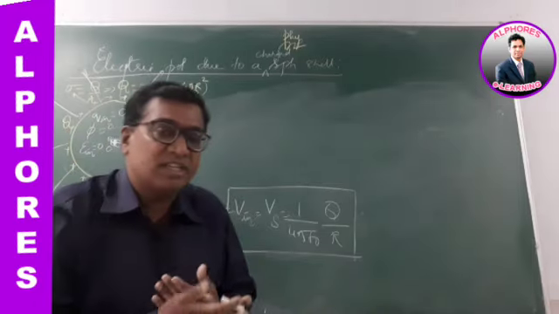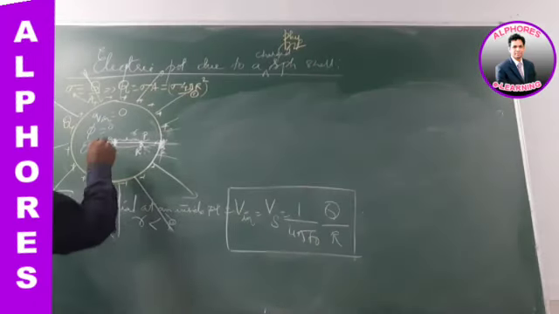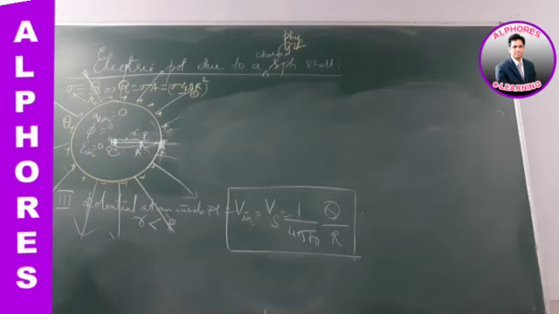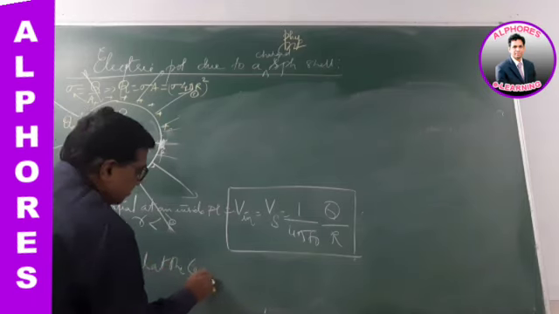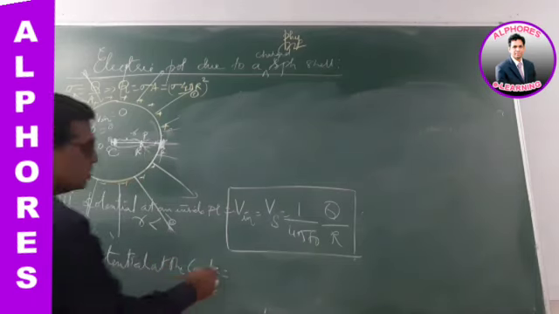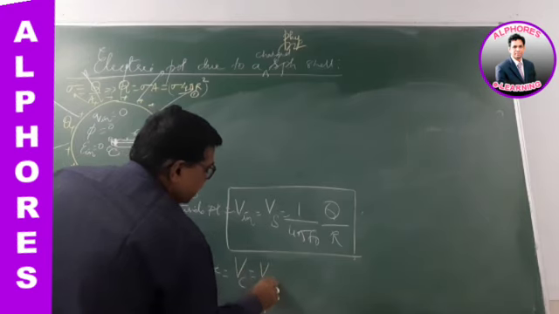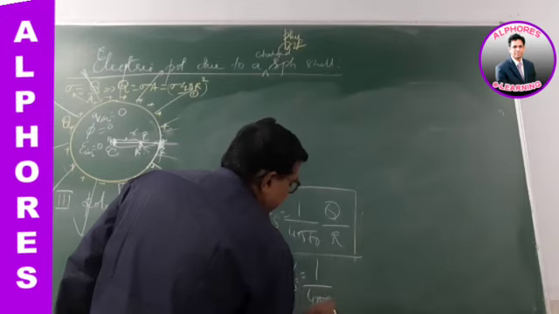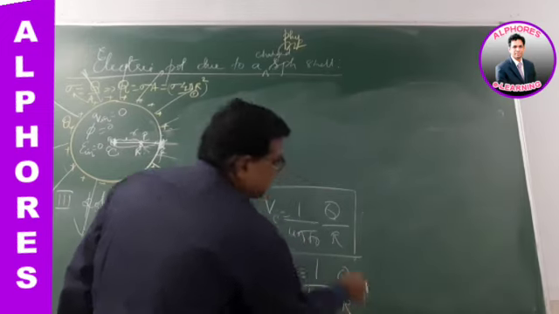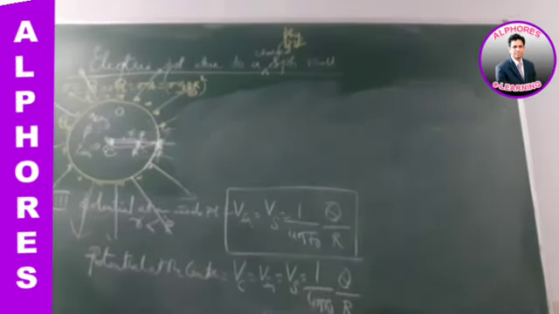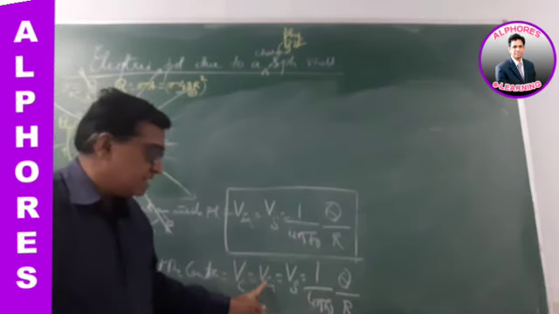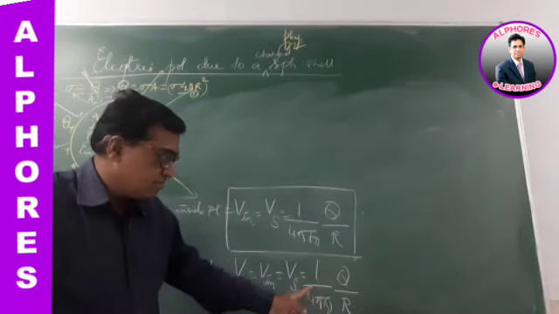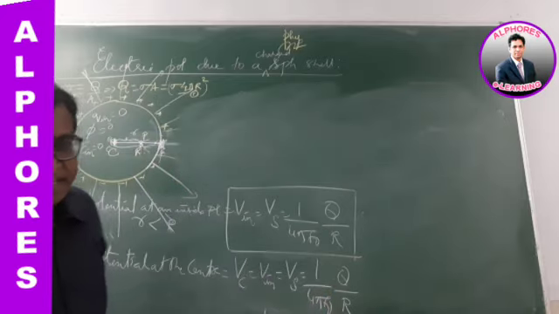Sometimes he'll ask you to find out the potential at the center of the sphere. Well, the center is also an inside point. So the potential at the center is the potential inside, and the potential inside is the potential on the surface. It is again 1 by 4 pi epsilon naught, capital Q by R. So at the center, at an inside point, and at the surface, the potential is 1 by 4 pi epsilon naught Q by R.